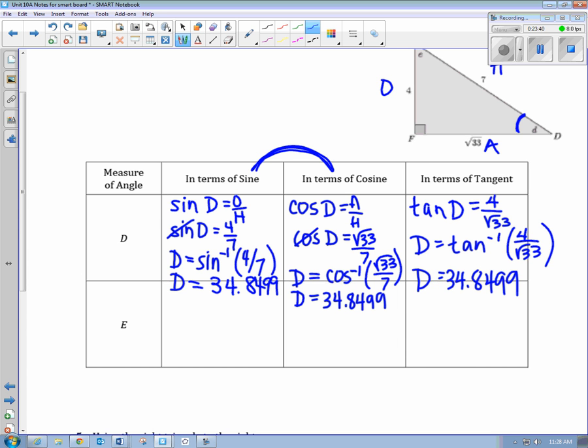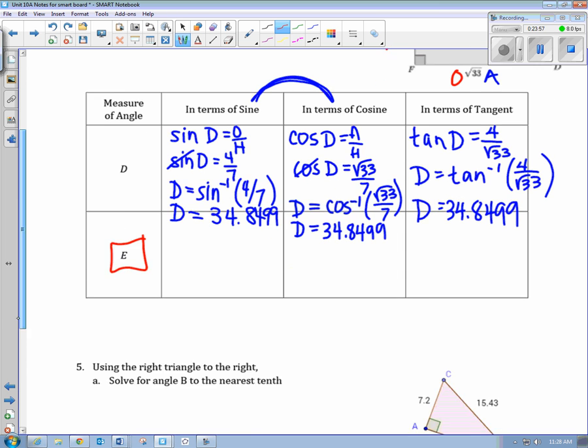You could also go through and do the same thing with angle E. So this would be your opposite, your adjacent, and this is still your hypotenuse. I'm not going to do that with you, but if you'd like to practice that on your own, make sure you know how to use your calculator to find the angle measures, then go ahead and do so.